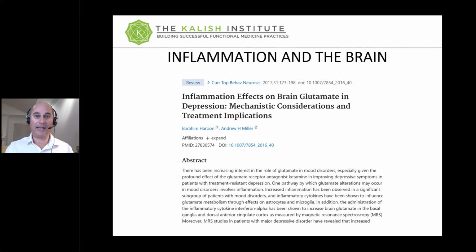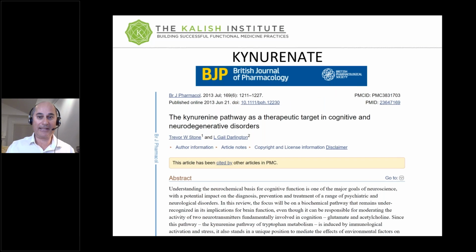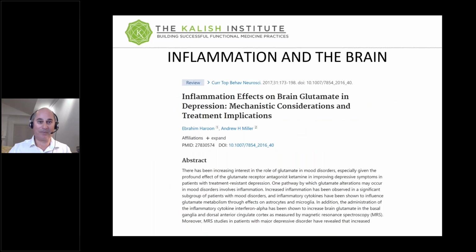So let's not worry about that. And there's the research studies, inflammation on the brain affects glutamate, kynurenic acid. I thought this was kind of interesting though. Kynurenine pathway as a therapeutic target in cognitive and neurodegenerative disorders, The British Journal of Pharmacology. So these are not alternative medicine concepts. These are like basic science stuff that you can see in all these standard journals.